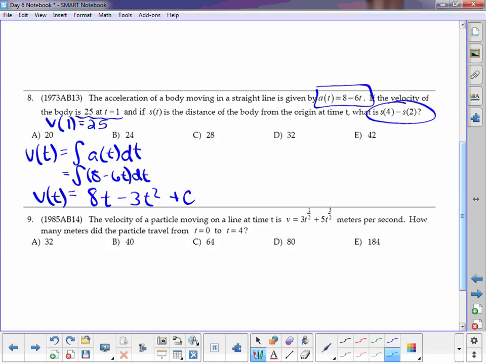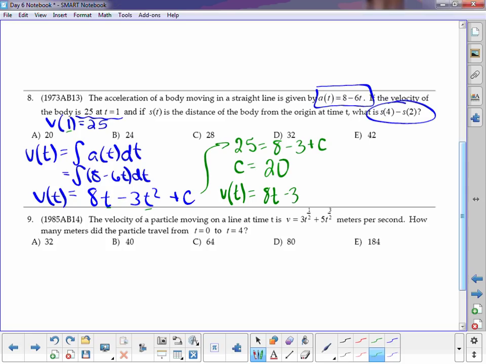So this required us to solve for the general velocity, but we want the specific velocity equation. What do I do next? Yeah, we need to find what C is so we can know the specific velocity for our situation here. Alright. Go ahead and do that. Solve or substitute what you know. Solve for C. So again, I'm just taking 1, putting it in for my time, setting it equal to 25. What do we get first, you guys? Alright, so then my velocity is 8t minus 3t squared plus 20. Do we agree with that?